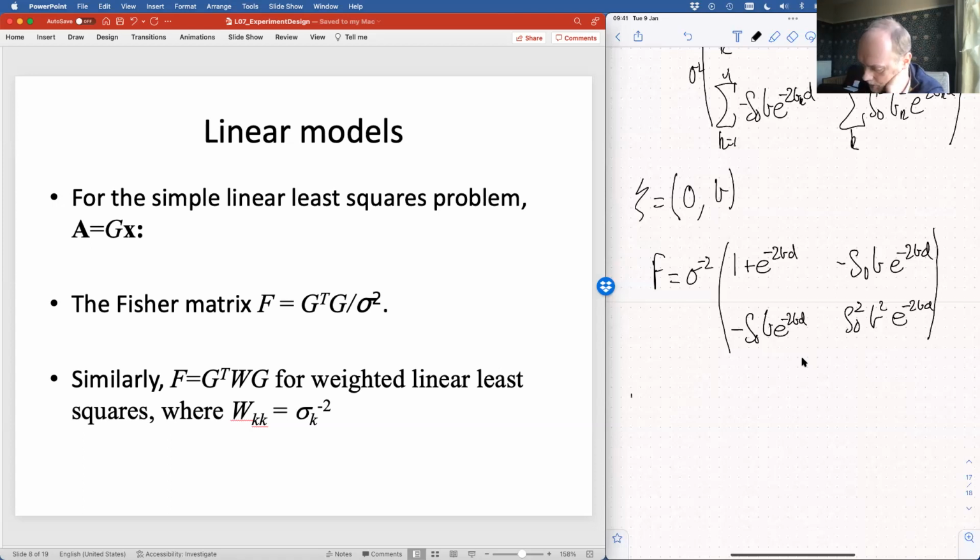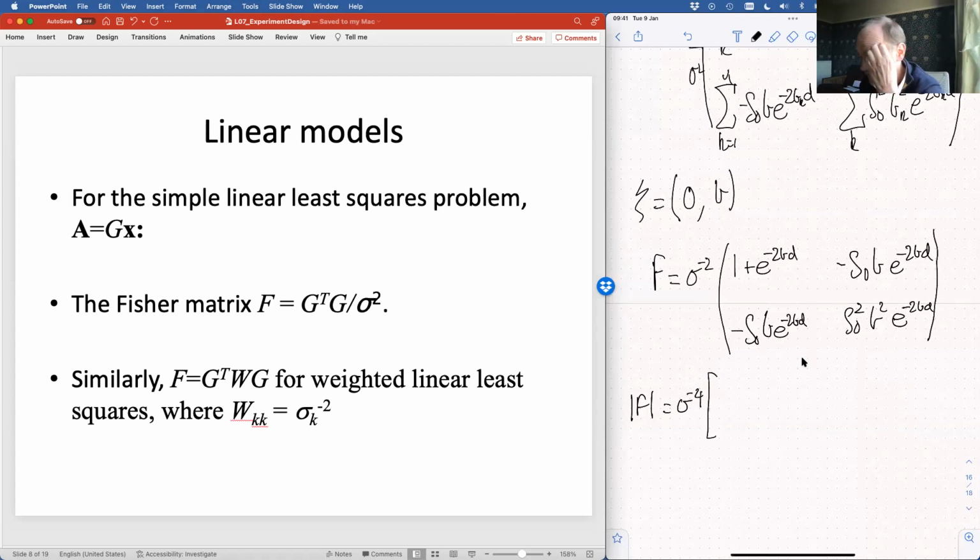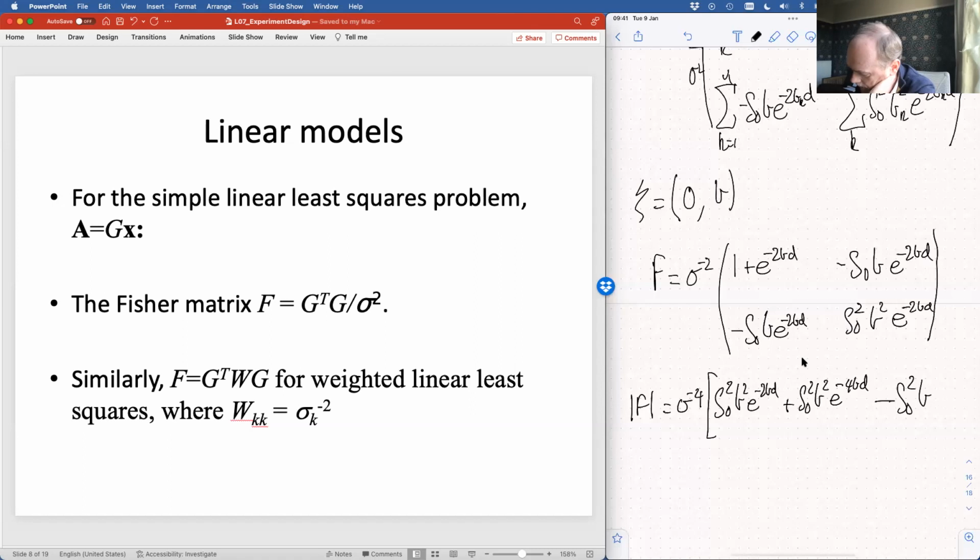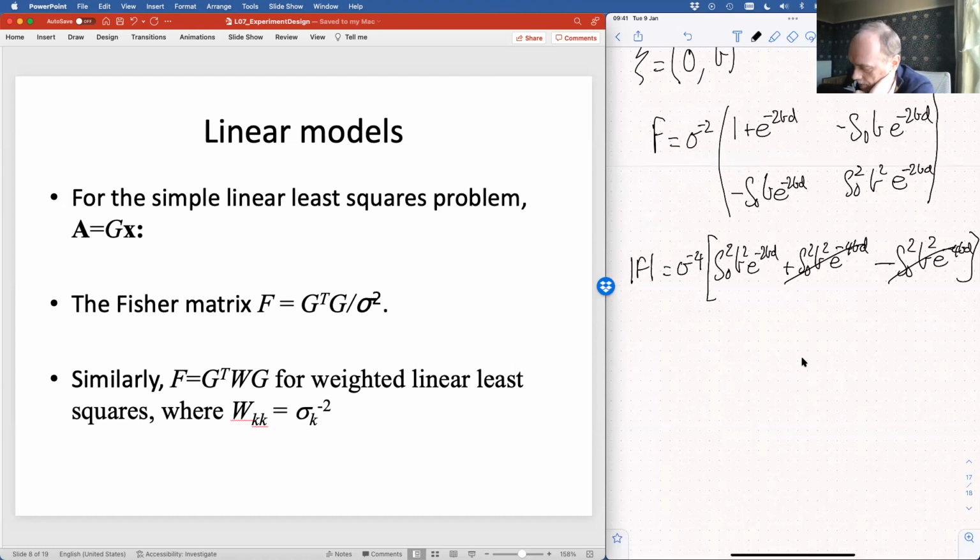Okay, let's work out our determinant again. So multiplying these diagonal terms then, I think we end up with S0 squared b squared e to the minus 2bD plus S0 squared b squared e to the minus 4bD. And then the off diagonals will give me minus S0 squared b squared e to the minus 4bD again. So I think these two are the same, aren't they? They cancel each other, which is nice. So we end up with just that single term there.